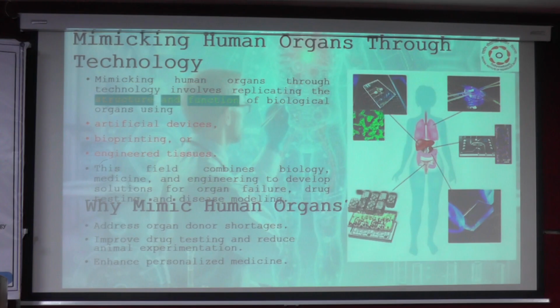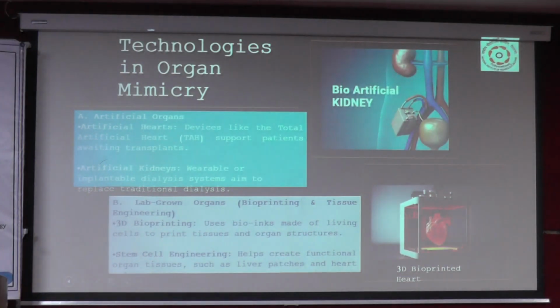Then improve drug testing and reduce animal experimentation. Animal experimentation has to be stopped, not just reduced. It is not fair. It is a totally unfair practice, so it has to be stopped. Then enhance personalized medicine. For this, we need the mimicking of human organs. Suppose you mimic human organs, any organ, and you come up with a new technology, that will really help in these domains.